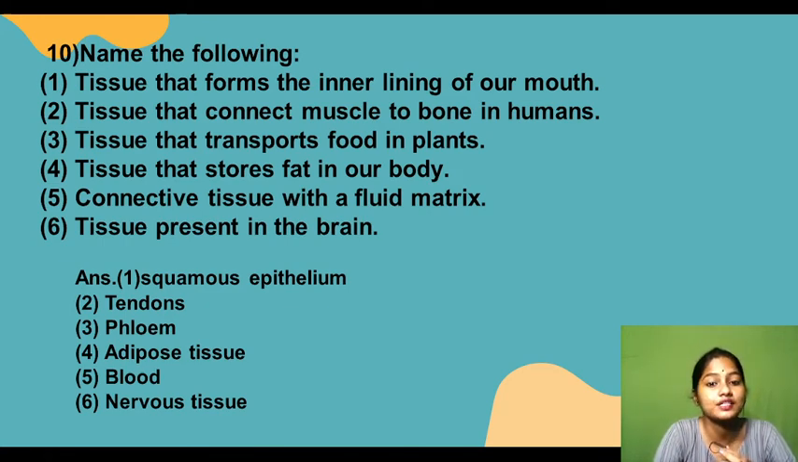And tissue that transports food in plants, food, phloem, pronunciation. See, phloem, food. Yes. Tissue that stores fat in our body, adipose tissue, right? They are bulged because they store the fat. And connective tissue with a fluid matrix. A connective tissue which has a fluid matrix, blood, and tissue present in the brain, nerve tissue, right? Nervous tissue.